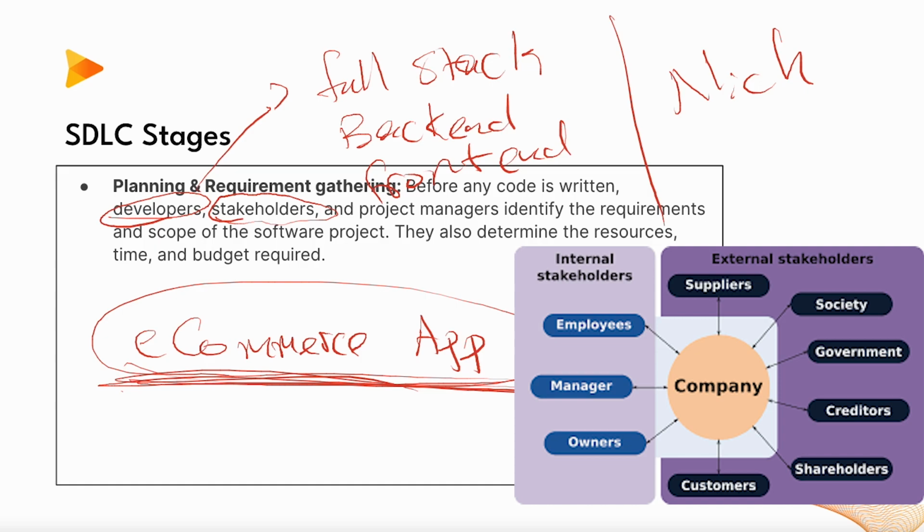Now, the stakeholders can also be a client, right? If it's a boutique consulting firm, a client can come to them and say, hey, I want to build a software. In this case, the stakeholder is going to be the client, and he would also be involved in the planning and requirement gathering phase.